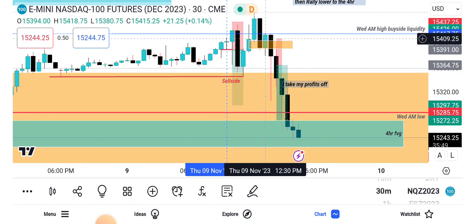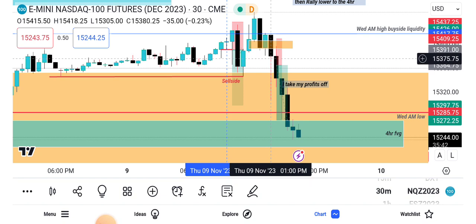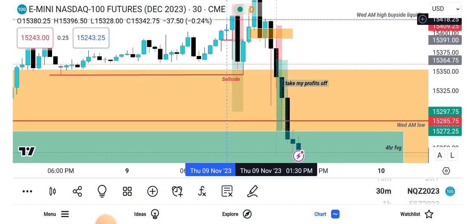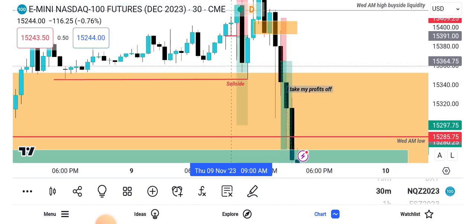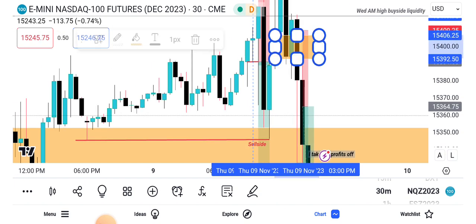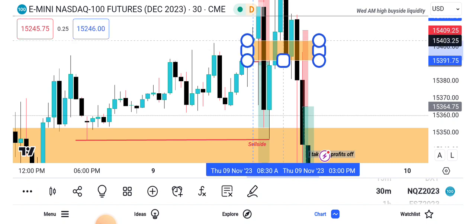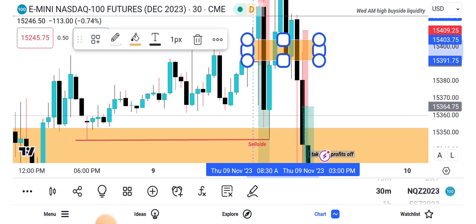Okay, then dropped lower, a bull candle is formed, another candle dropped lower. We can see around here we had this 30 minutes inversion fair value gap. I guess you can spot it there.